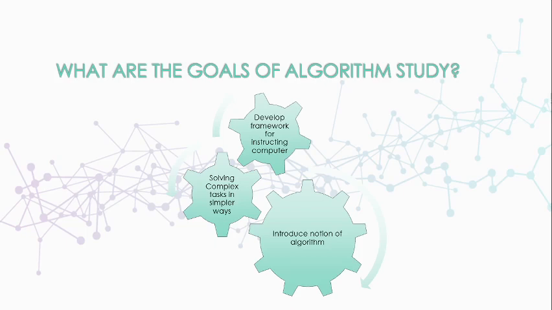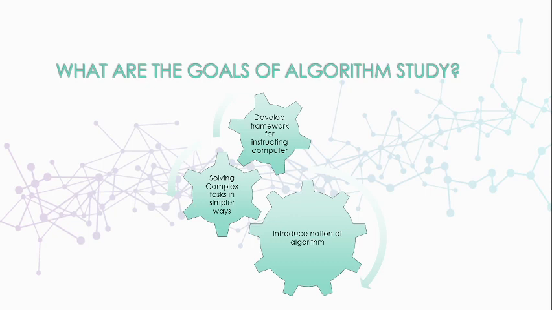So let us look at the goals of algorithm study. That is, why do we need algorithm? In this picture you can see that there are 3 points. The first point is to develop a framework for instructing the computer. This means that algorithm is useful in order to develop a structure or a way in which we can instruct a computer to function or to do a task.